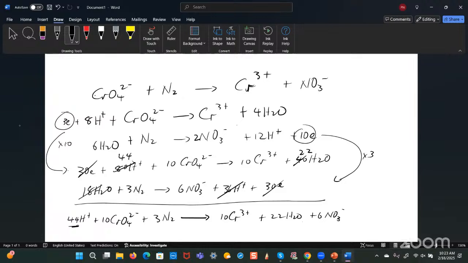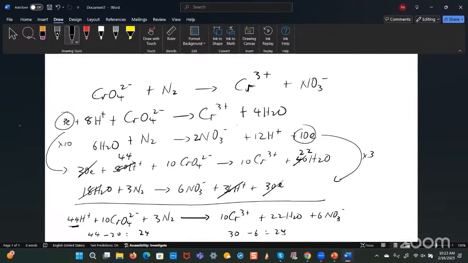And then as far as the charges are concerned, we have 44 minus 20, that gives you what? 24. And then on this side, we have 30 minus 6, that is 24. So the charges are balanced as well. And that's therefore the balanced equation for this reaction. All right? Any questions about this?